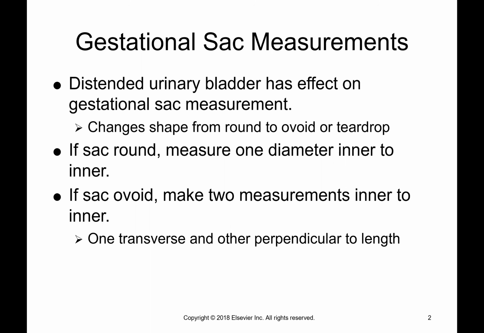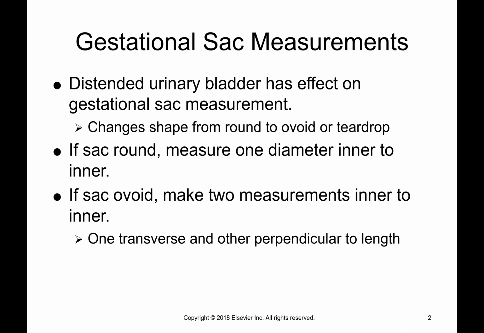The distended urinary bladder has an effect on gestational sac measurement. It changes the shape from round to ovoid to teardrop. As you guys have figured out by now, when the bladder is full, it does change the position of the uterus. If the sac is round, you measure 1 diameter inner to inner. And if the sac is ovoid, you make 2 measurements inner to inner.